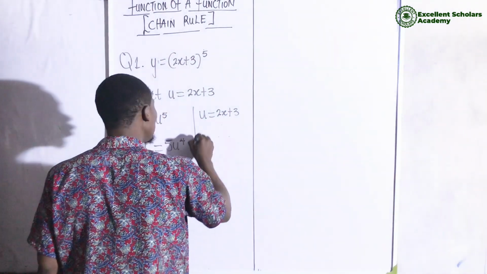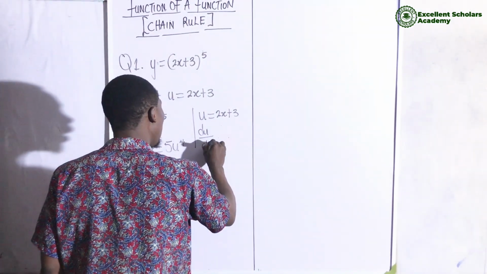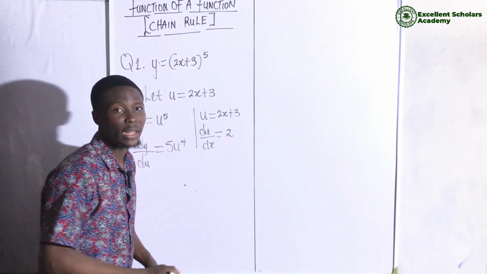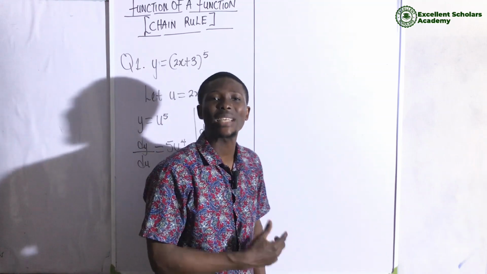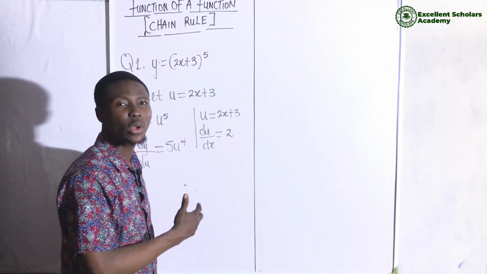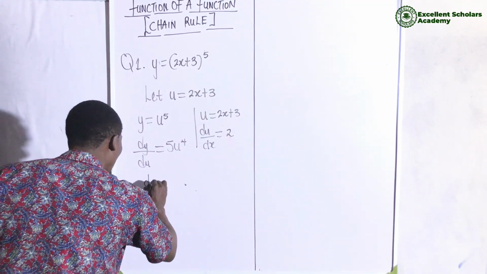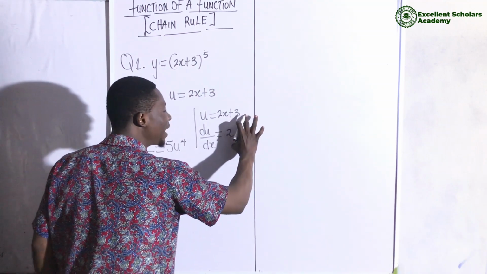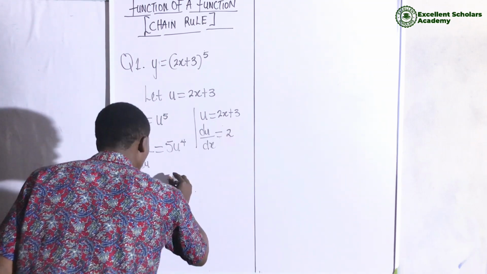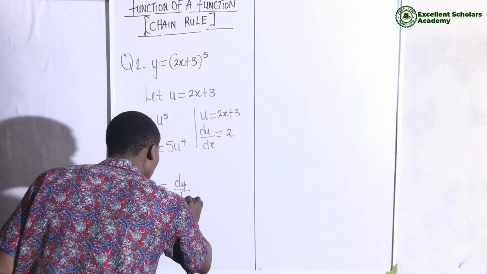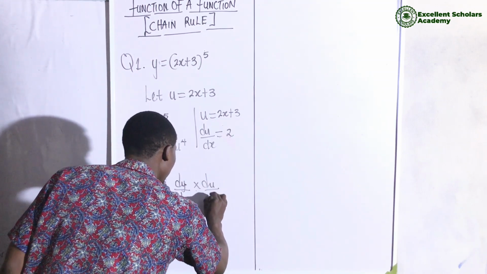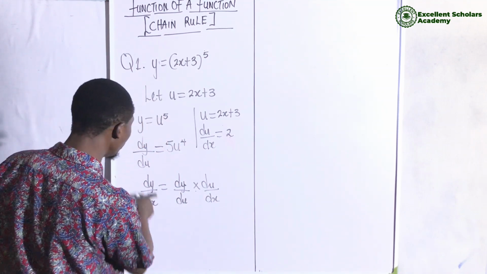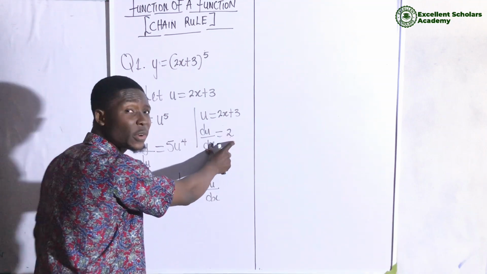Now, let's differentiate this. This will be du dx. Differentiate 2x, you get 2. Then differentiate 3, a constant, it's gone. Now, for us to get our dy dx, which is our main focus in this question, our dy dx will be equal to the function that was differentiated here, multiplied by the function that was differentiated here, which will be dy du times du dx. Okay, dy du, that's what you differentiated here, multiplied by what you differentiated here.